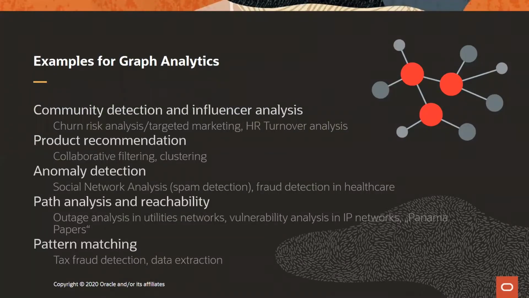Typical examples for graph analytics would be community detection and influence analysis, as I was trying to explain in the context of the Game of Thrones example, which you would, for example, find in churn risk analysis in telco or in HR turnover analysis and so forth. Graphs are very useful also for product recommendation, right? Looking at the similarities, at similar behavioral patterns between customers.